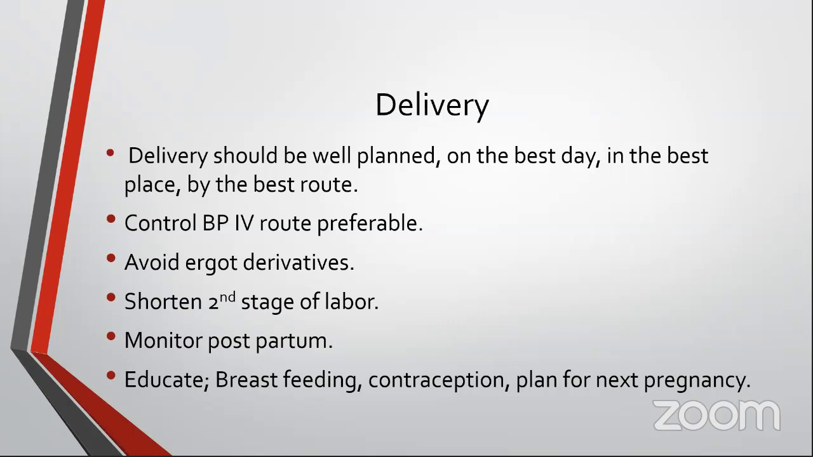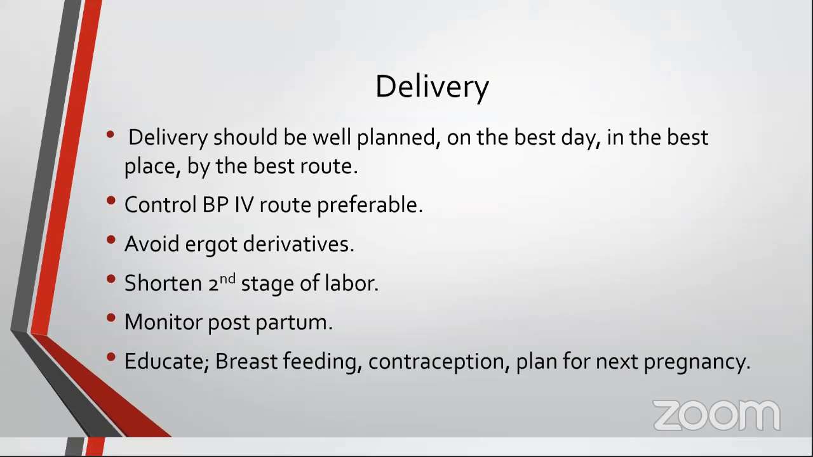Breastfeeding and contraception advice should be discussed with the patient, and the plan for the next pregnancy. If she is chronic hypertensive, she has to visit the preconceptional clinic or preconceptional visit. So she will stop, like if she is taking ACE inhibitors, and she will adjust her medication and plan her pregnancy before, to decrease the complications.